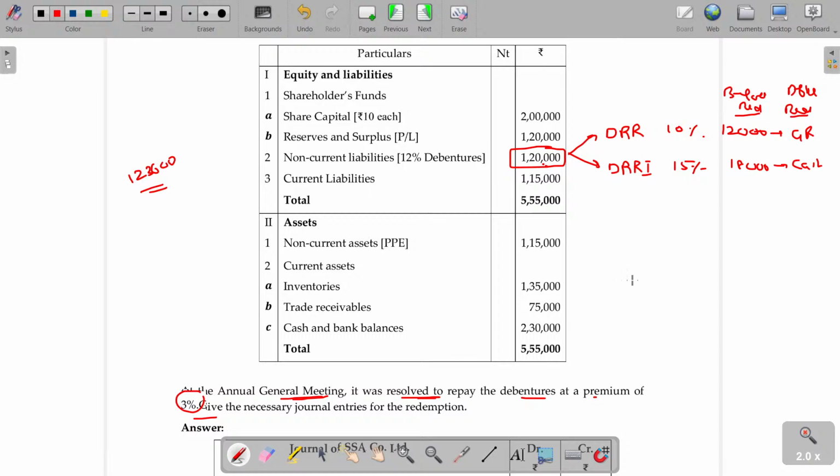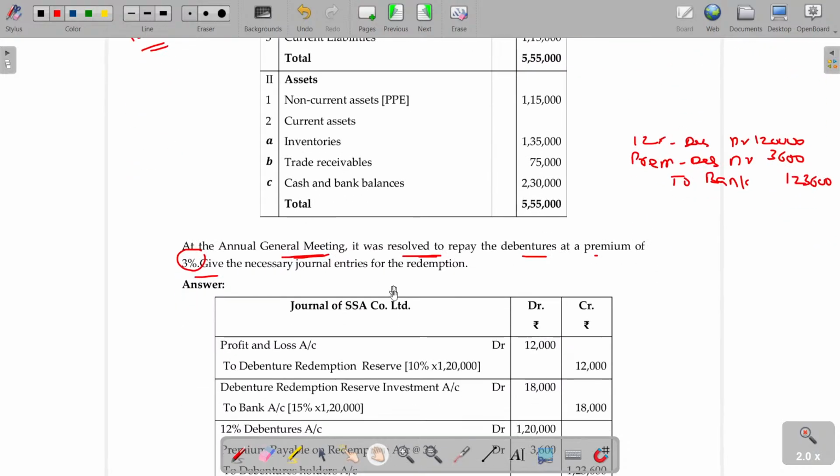What is the journal entry? 12% debenture account debit, premium on redemption of debenture, to bank. How much is that? 1,23,600: 1,20,000 here, 3,600 here. Is that clear? See.